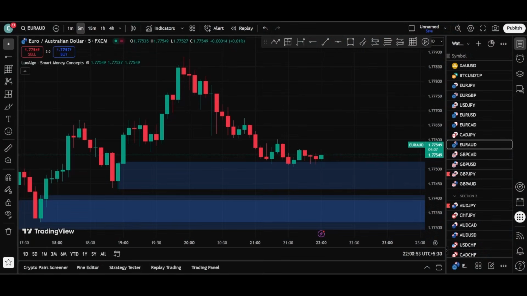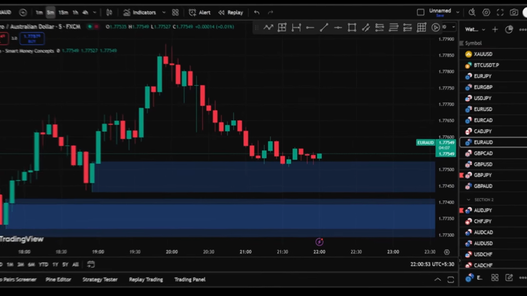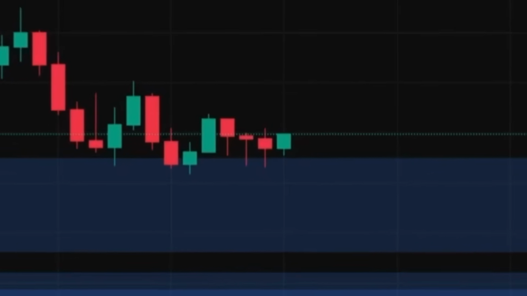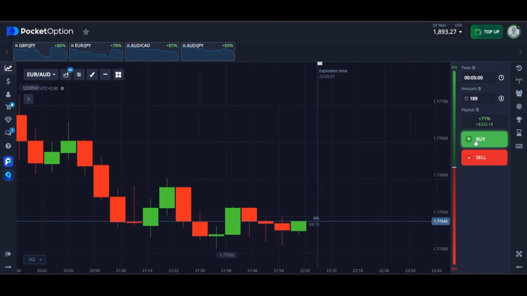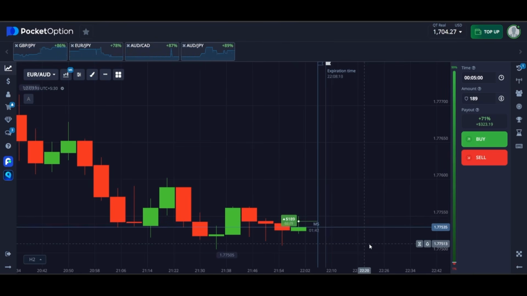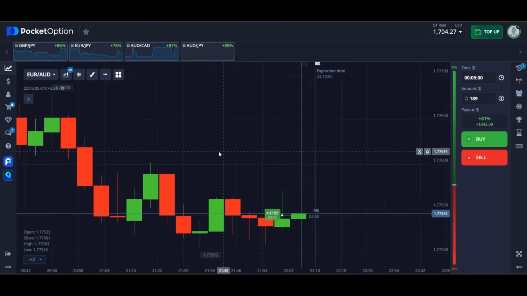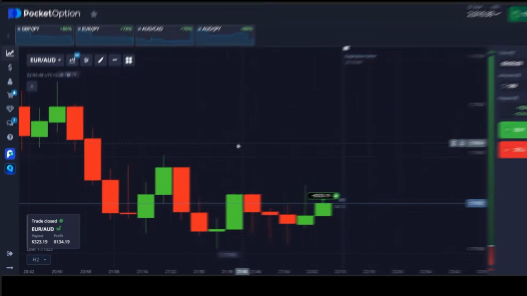In the EUR and AUD market, we can see that 2 red candles have touched the order block, but closed above it. This is a strong signal for trend reversal in the market, so I will place a buy trade right here. I won that trade as well. Let's place one final trade.